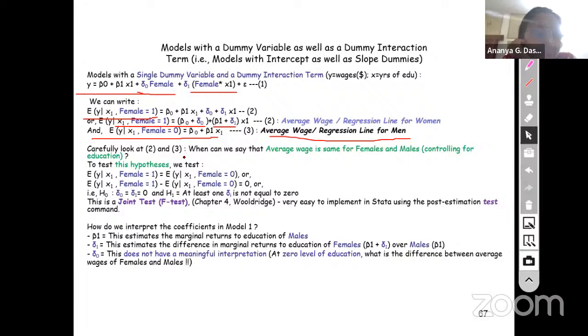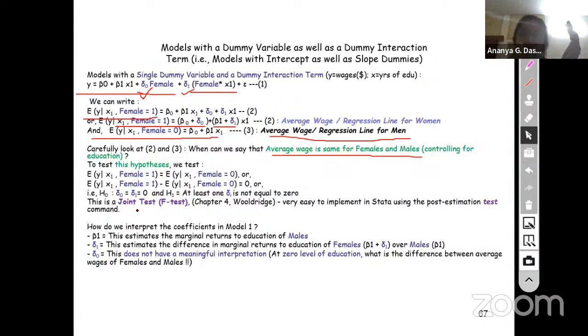So here you see the average wage would be the same for men and women only when both the coefficient of the dummy as well as the coefficient of the dummy interaction are together equal to 0. It's only then that the two groups would have the same line. Okay.